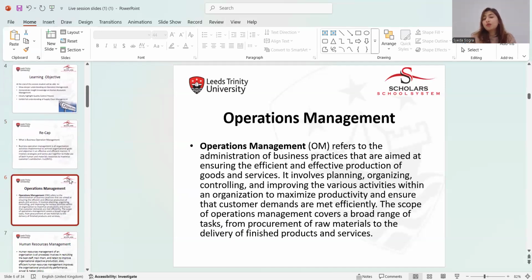So what do we know about operation management? Operation management refers to the administration of business practices that are aimed to understand and ensure the efficient and effective production of goods and services. It involves planning, organizing, controlling, and improving the various activities within an organization to maximize productivity and ensure that customer demands are met efficiently. That means we have enough stock to meet the customer wants and their needs. The scope of operation management covers a broad range of tasks, from procurement of raw materials to the delivery of finished products and services.